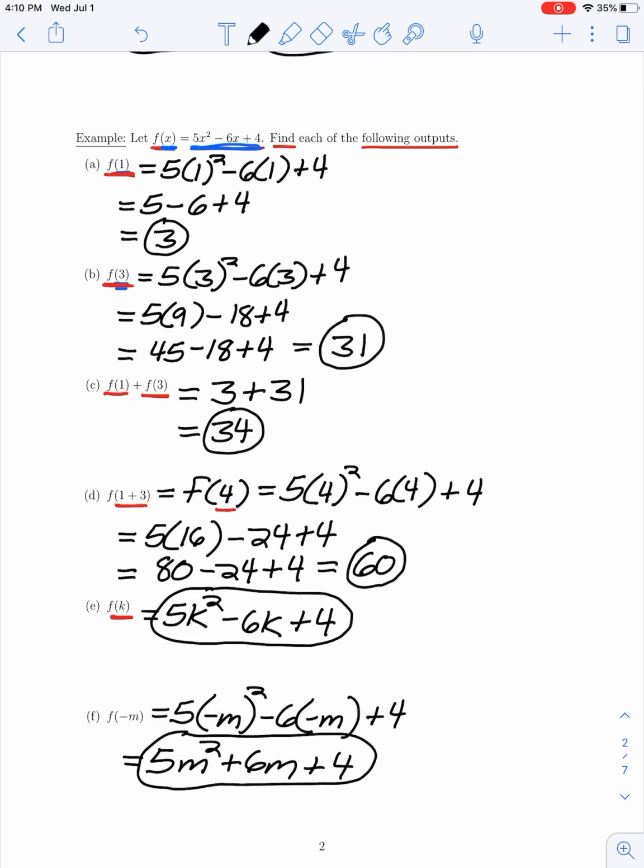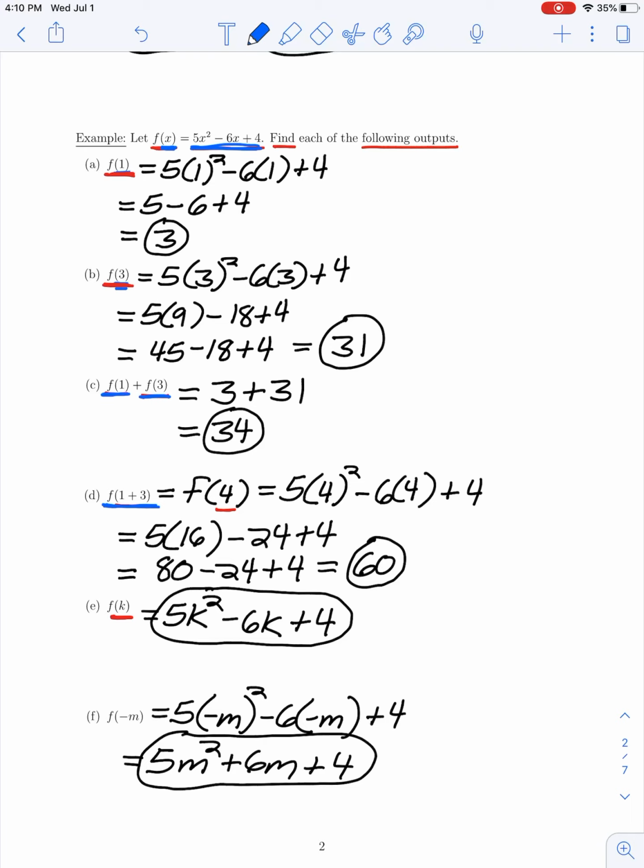All right. Now, one other thing to point out in this example is a common mistake that students will make where in part D, we were asked to find f of 1 plus 3, and students sometimes think, well, that would be the same as f of 1 plus f of 3. They think you could distribute that f into our function. But remember, this notation is not multiplication of numbers. It's a function f acting on a number, not multiplication.